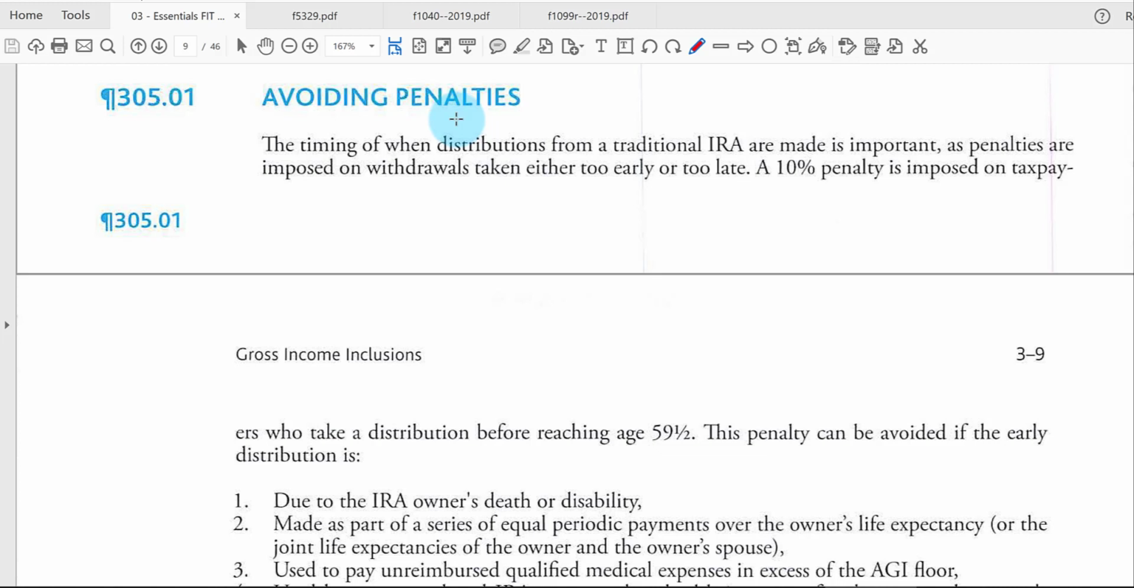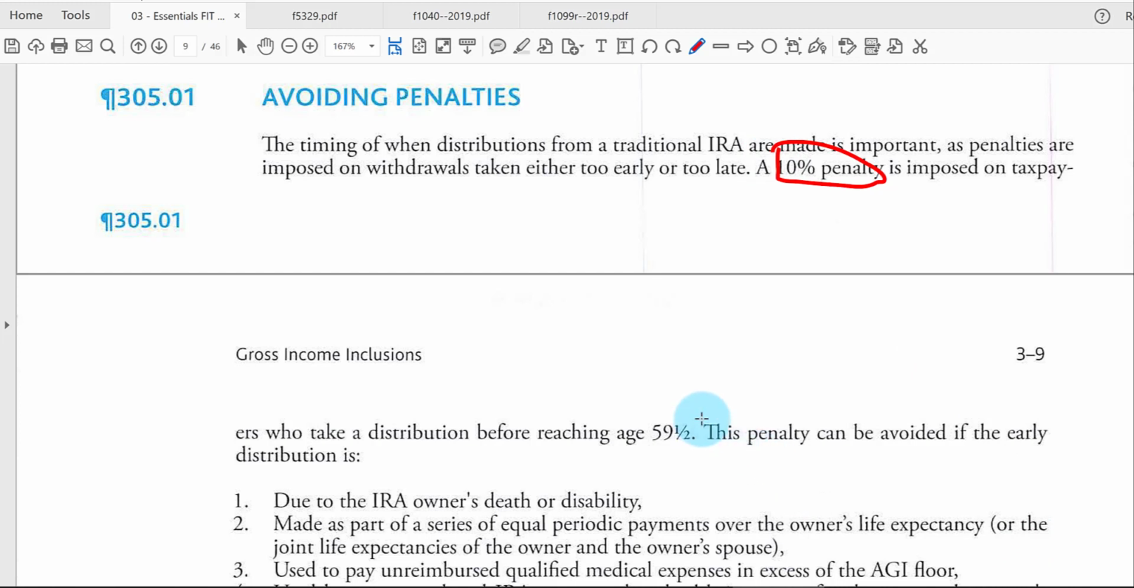So that means they don't want you to take out the money too early. If you do take it out too early, there will be a 10% penalty that's in addition to the income taxes you have to pay. So when is it when you take out the money too early?